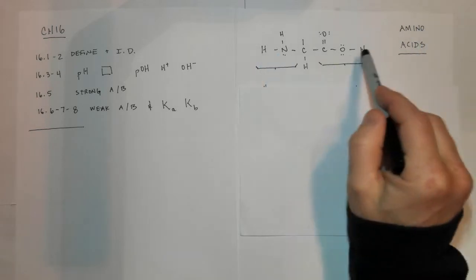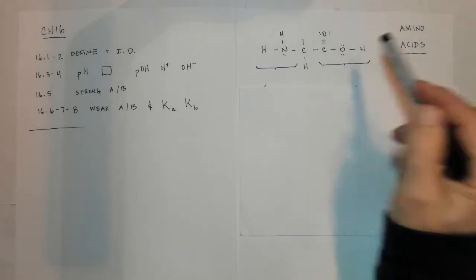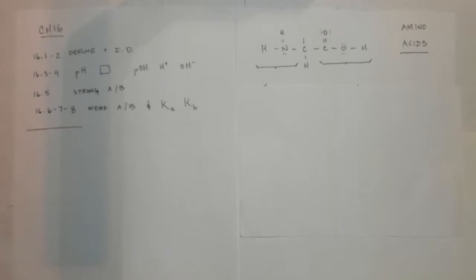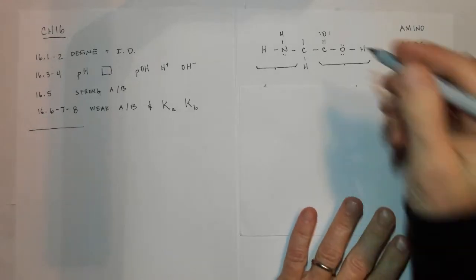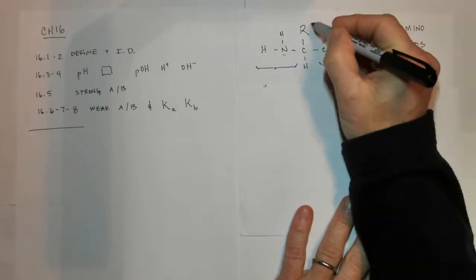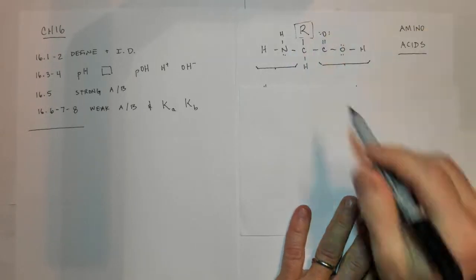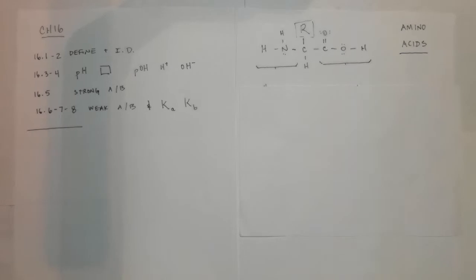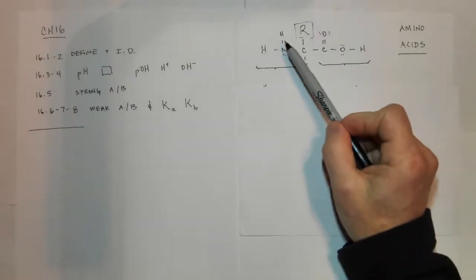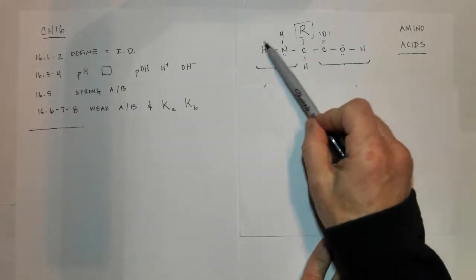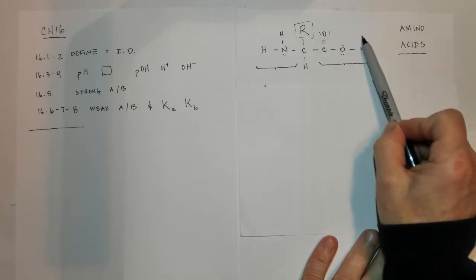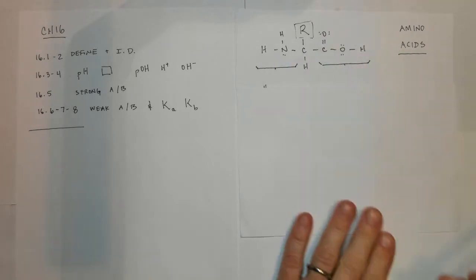And this is the backbone structure of an amino acid, and what separates the amino acids from one another is this side group right here. I'll call it an R group. This group right here separates each amino acid from one another, and all of them have this amine group on one end and this carboxylic acid group on the other end.